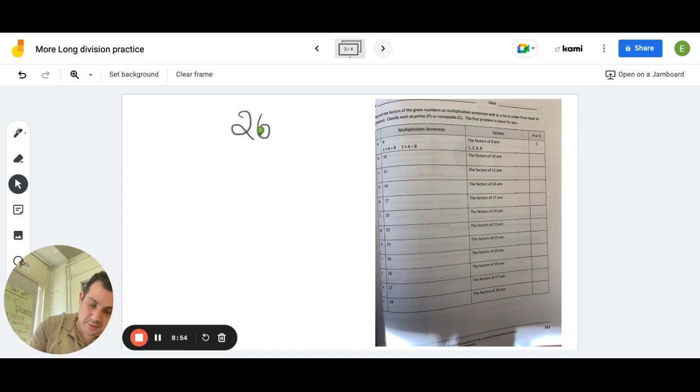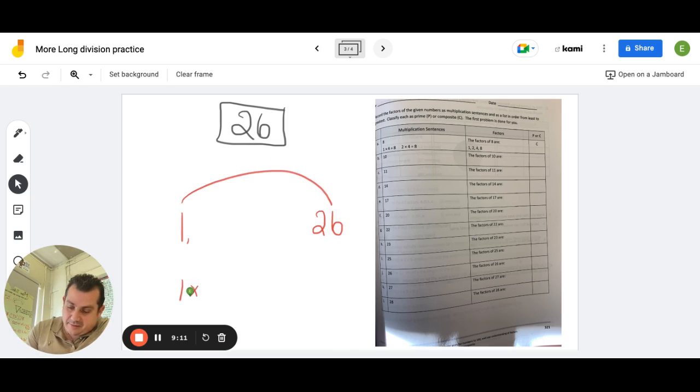Okay, 26 is going to be my number. Hopefully by now you say, oh, I know, I have automatics. I know to start is going to be 1 and 26, right? That's going to be my first factor pair, 1 times 26. Now, I'm going to try 2. Well, can 2 go into 26? It can, because 26 is an even number.